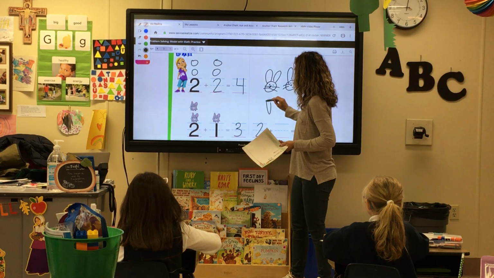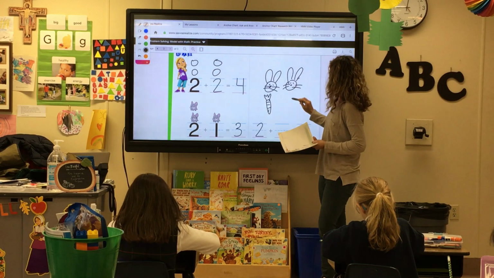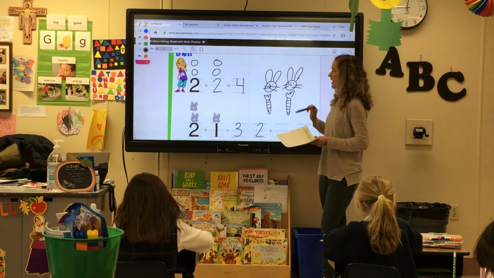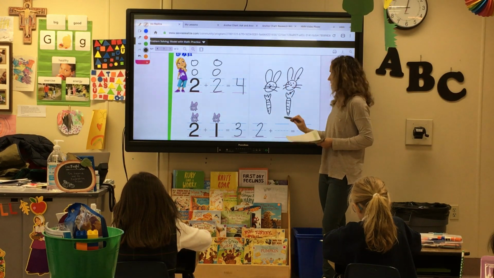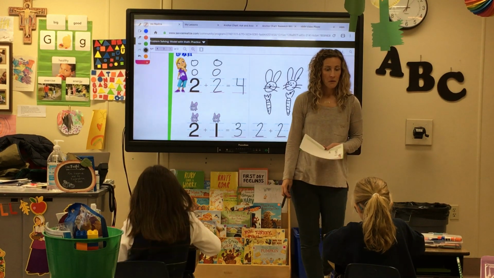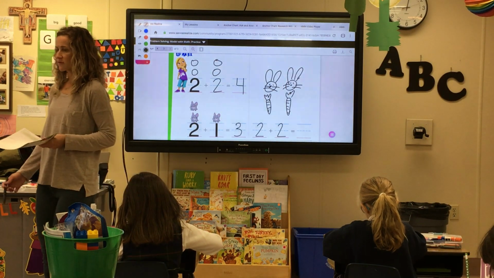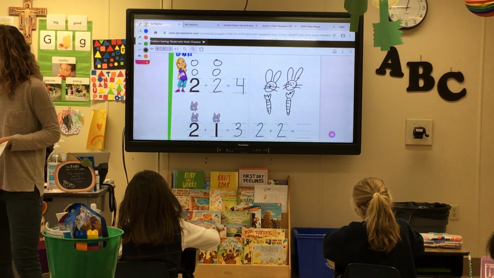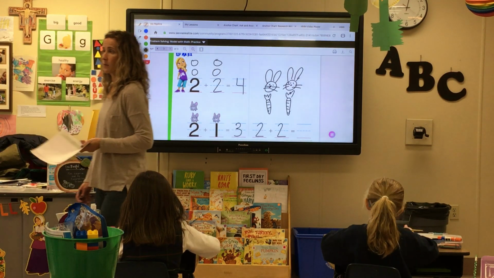So each of them gets a carrot. I'm going to draw 1 carrot over here. Here's 1 carrot for that rabbit. And then I'm going to draw another carrot over here for that rabbit. So I've got 2 rabbits plus my 2 carrots, right? Each of my rabbits gets a carrot to match. So that's another way to show the same equation, right? So what's the sum to my equation?